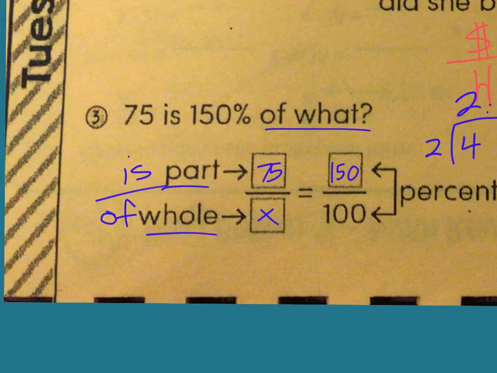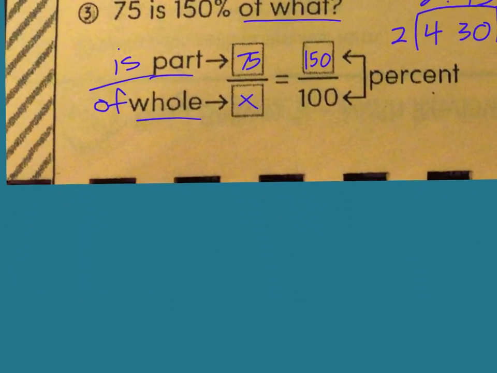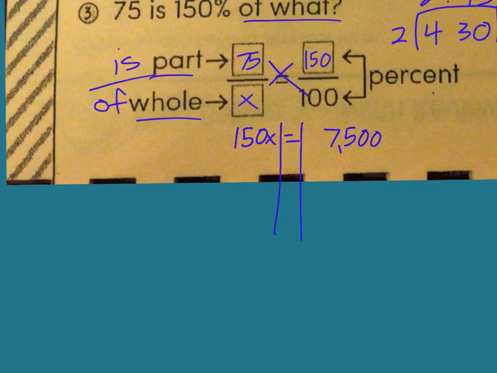So that's where we're eventually going to get. That's what I'm going to do right now. That times that is 7,500. This times this is 150X. Put in what I call railroad tracks or a wall. And now this is 150 times X.